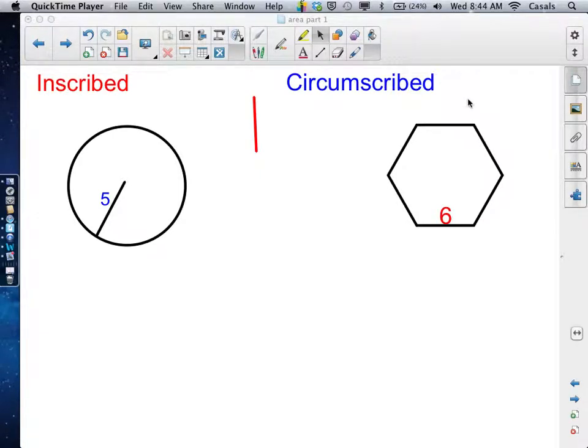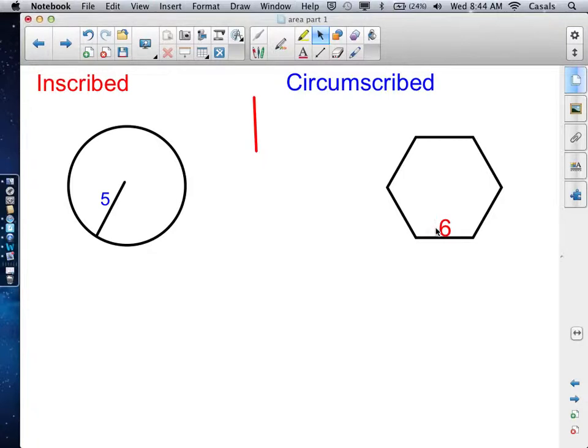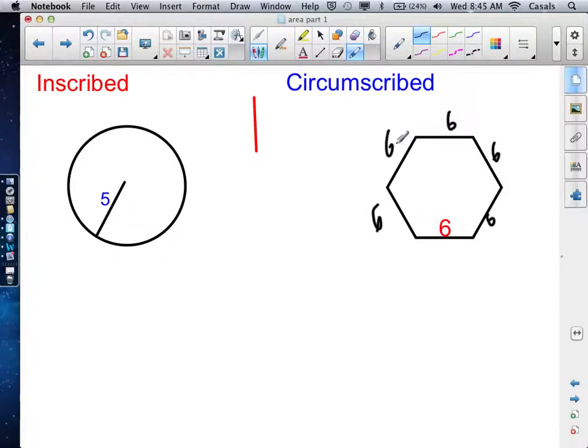Okay, so how do we combine all of the concepts that we've just learned today together? Well, here I have a circle which has a radius of 5, and I have a hexagon which has a side length of 6. If I asked you what the perimeter of the hexagon would be, you'd probably tell me that it's 6 times 6 is 36. And you'd be correct because if you add up all the sides, you get the perimeter.